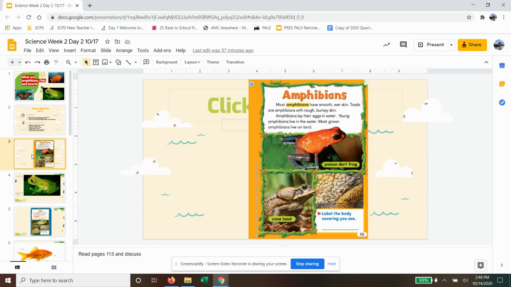Most amphibians have smooth and wet skin. Toads are amphibians with rough, bumpy skin. Amphibians lay their eggs in water. Young amphibians live in the water. Most grown amphibians live on land.